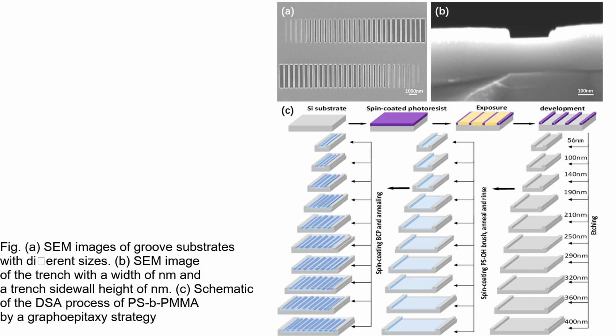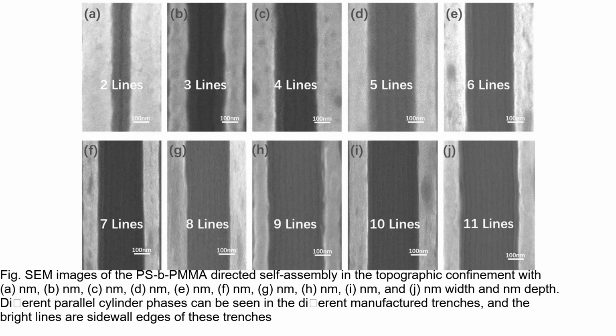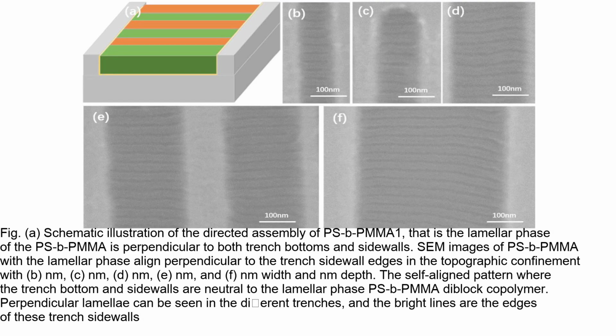The process involves the use of grooved substrates to achieve precise directional alignment and parallel alignment of the BCP nanostructures. SEM images of the PS-b-PMMA2 directed self-assembly in topographic confinement with different groove widths. The images show different parallel cylinder phases and the effect of groove width on the alignment and pattern formation. SEM images of the PS-b-PMMA1 directed self-assembly in topographic confinement with different groove widths. The images demonstrate the perpendicular alignment of lamellar microdomains to the trench sidewalls and the trench bottom, indicating the successful achievement of desired self-assembly patterns.